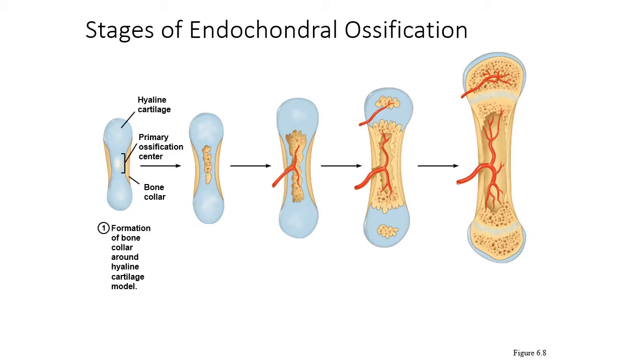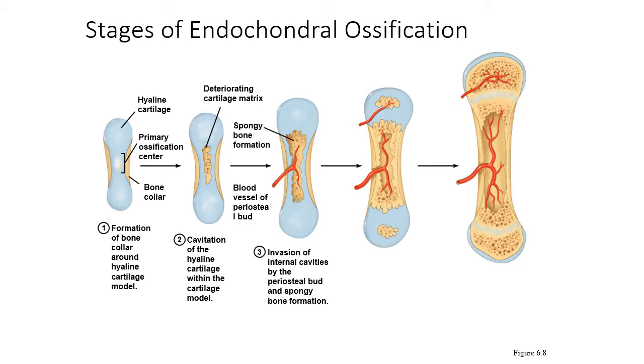So here we have in picture form the same process. We get the formation of our bone collar. We have that primary ossification center growing in the center of our long bone. From there, we're getting cavitation and destruction of the hyaline cartilage on the inside, and that's starting to occur in that primary ossification center. Again, it takes a little while for blood vessels to start to infiltrate all of that hyaline cartilage as well, and come into that primary ossification center.